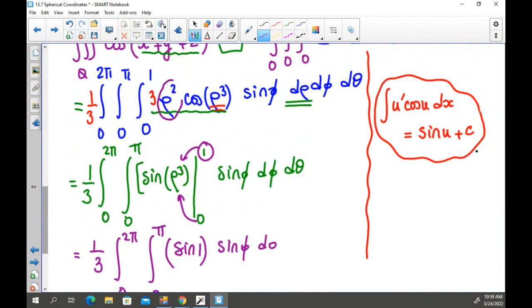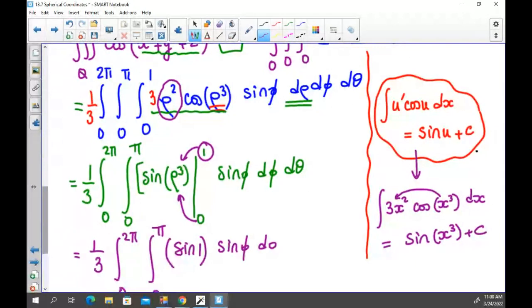Salah, you mean this one? Where is the rho to the power of 2 from? Well, the way this formula is used is that, for example, if you have 3x squared cosine of x cubed, because the derivative of x cubed is 3x squared, then this is just sine of x cubed. So this 3 rho squared is the derivative of rho to the power of 3. So this derivative is this.